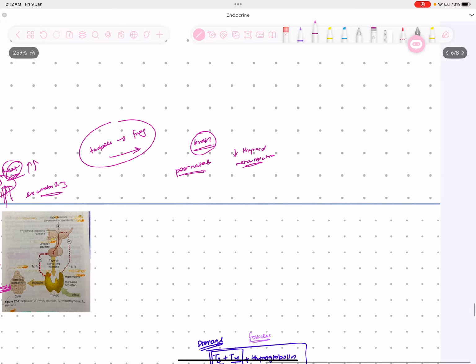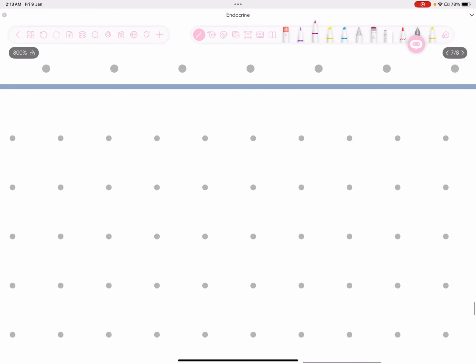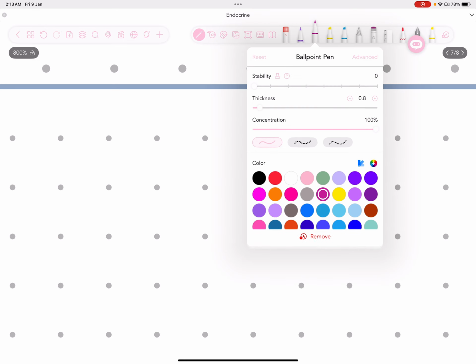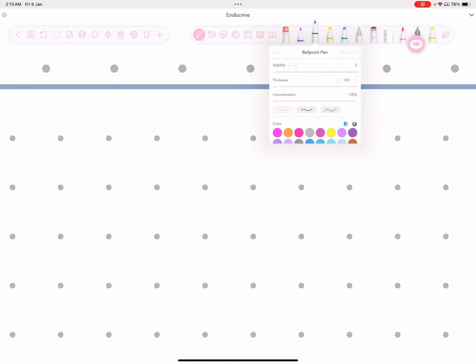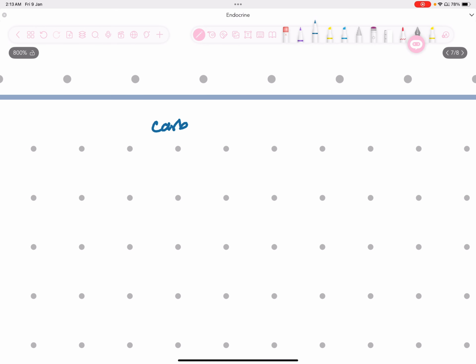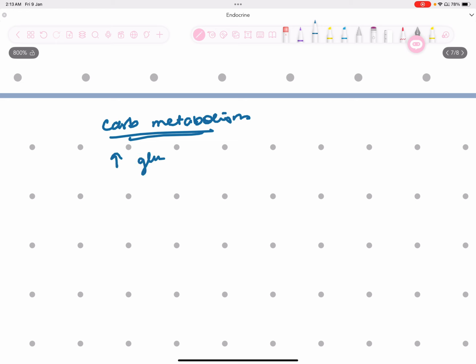Now, moving forward, thyroid hormone has a lot of effects on the different metabolisms. So let me change the color of the pen. If you talk about carbohydrate metabolism, what are the effects? In general, thyroid hormone is capable of increasing all aspects of every metabolism. So it stimulates every aspect of carbohydrate metabolism. It increases the glucose uptake. So glucose is taken up by the cells.